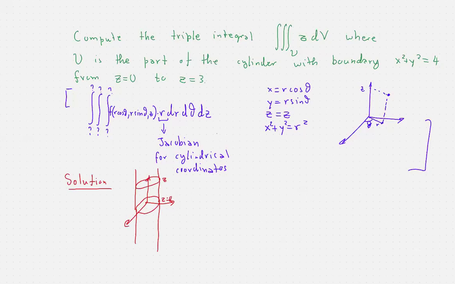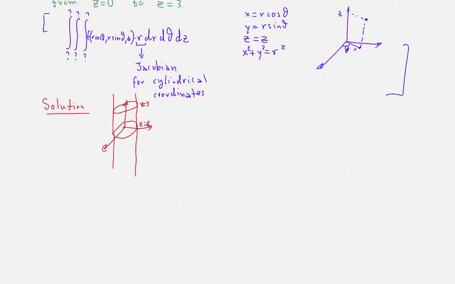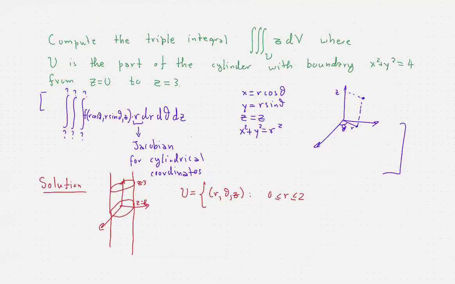So if we want to describe our domain in terms of cylindrical coordinates, then r goes from 0 to 2. Again, we see this from this description. Think of 4 as 2 squared. Theta is going all around. Again, it's never a problem to actually write from 0 to 2 pi inclusive.